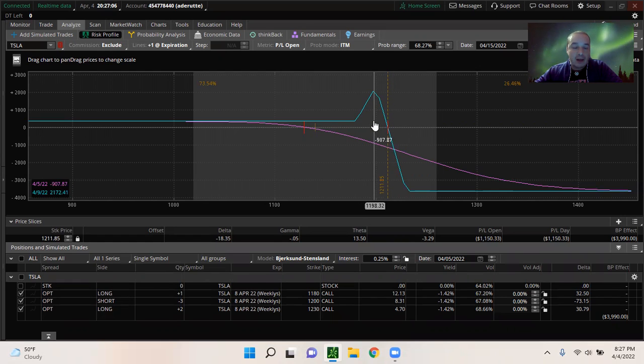So, you know, I'm going to keep making videos daily to show you how I progress through this spread. And yeah, that'll give you a good indication of my trading style and how I manage these spreads.